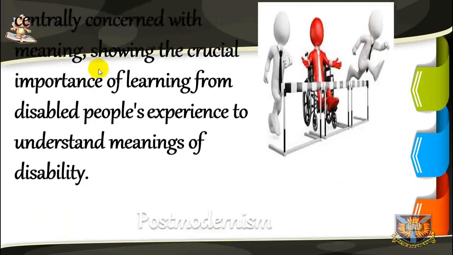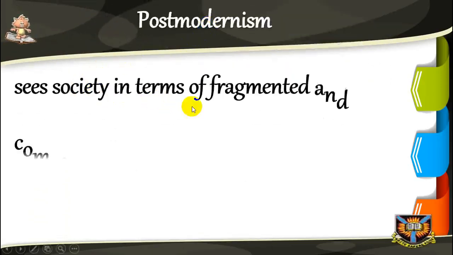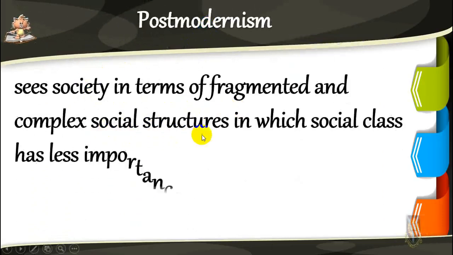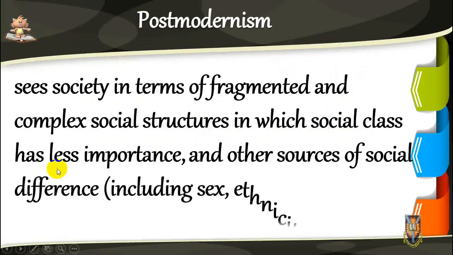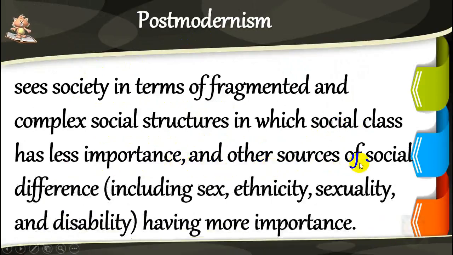Postmodernism. Postmodernism sees society in terms of fragmented and complex social structures in which social class has less importance, and other sources of social differences, including sex, ethnicity, sexuality, and disability, have more importance. Postmodernists call into question any of the certainties of earlier eras, creating multiple meanings for practically everything. This theory has, as yet, had little impact on health research about disability.